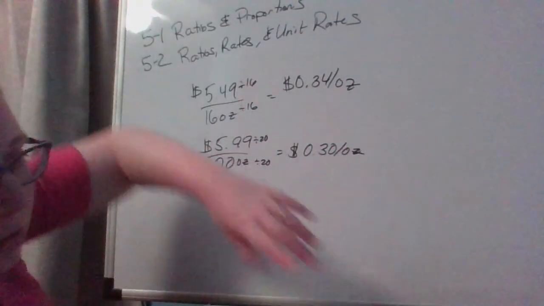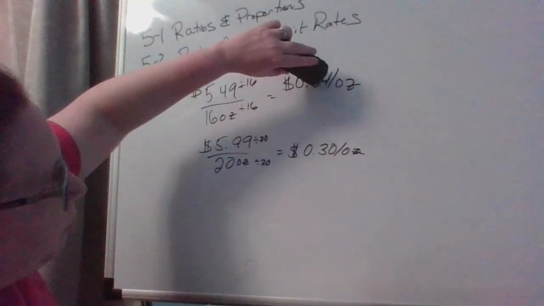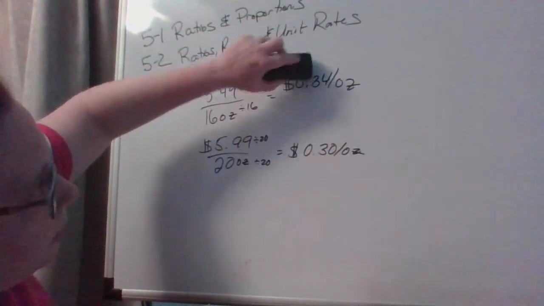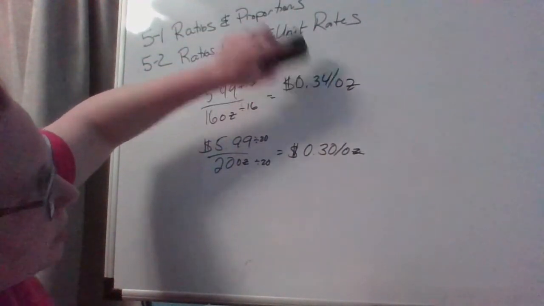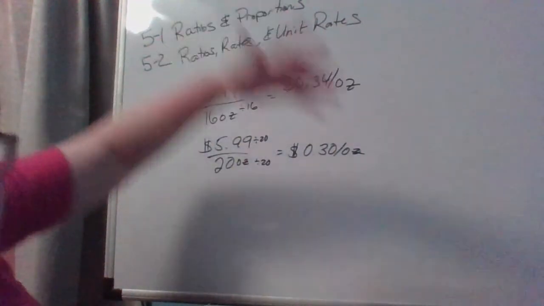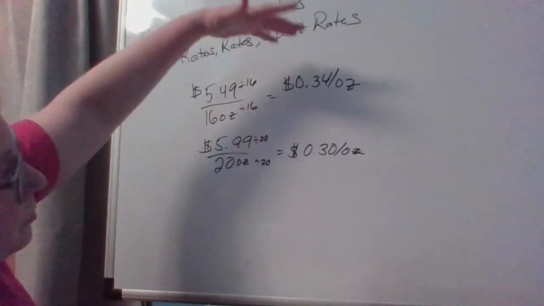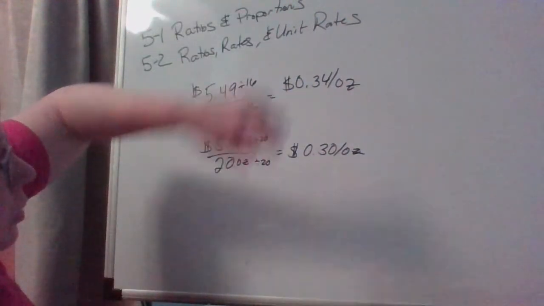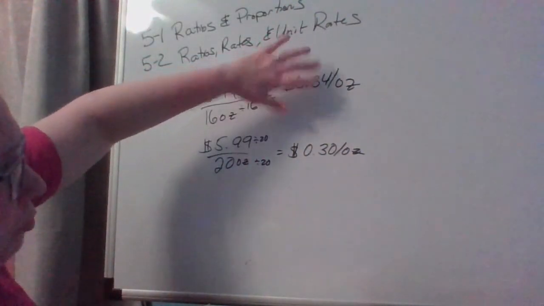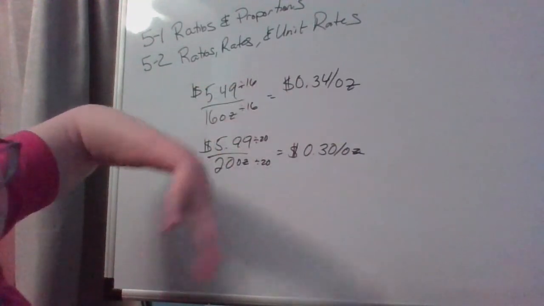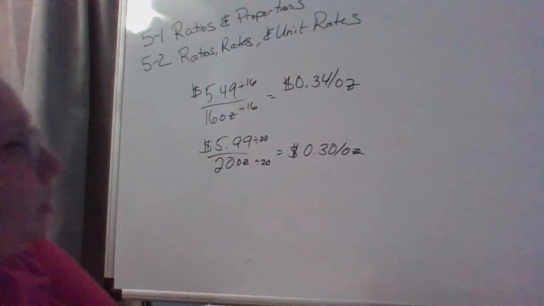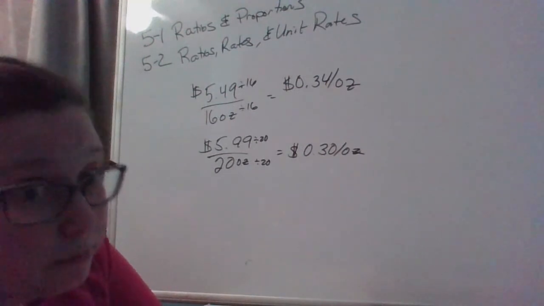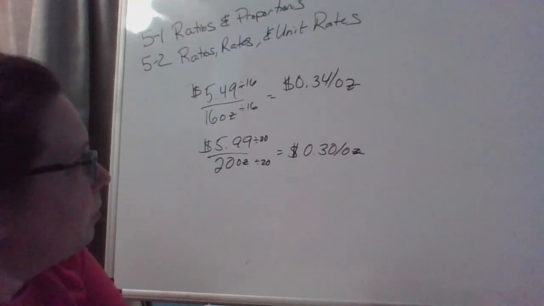So keep in mind, if you have a family you're buying cereal for, even though you're only saving 4 cents an ounce, if you think like my family with 6 people in it, we eat like a box of cereal a day. So if we're saving 4 cents an ounce, that's really going to add up in a week, in a month, in a year, in 10 years. It's going to add up to be a lot of money.